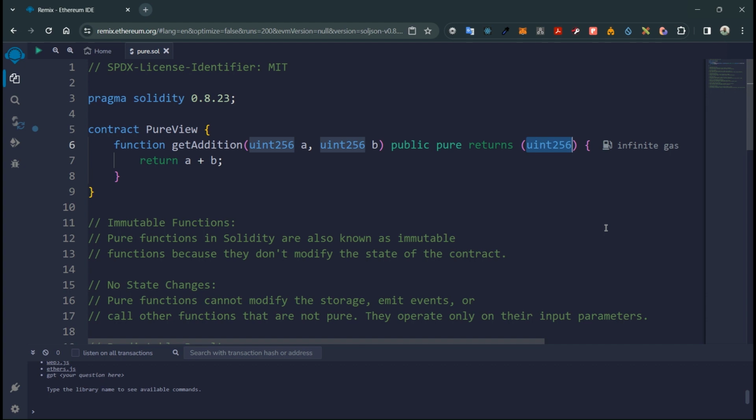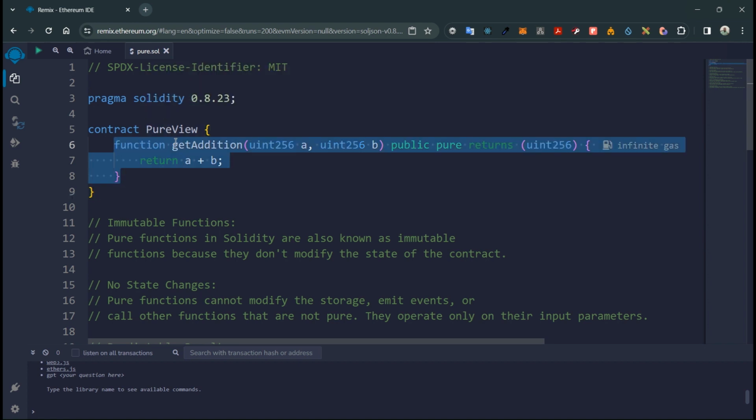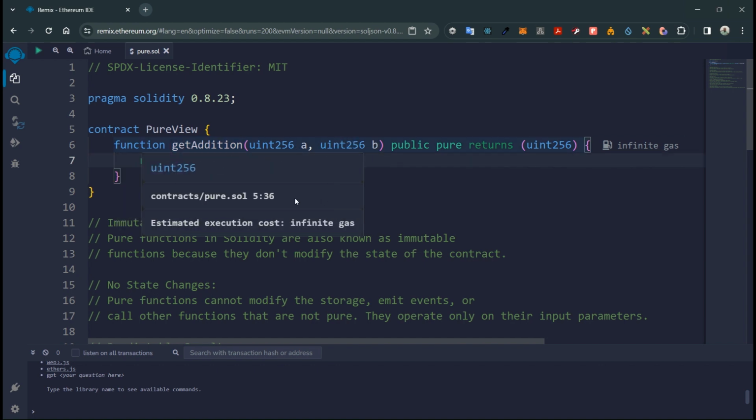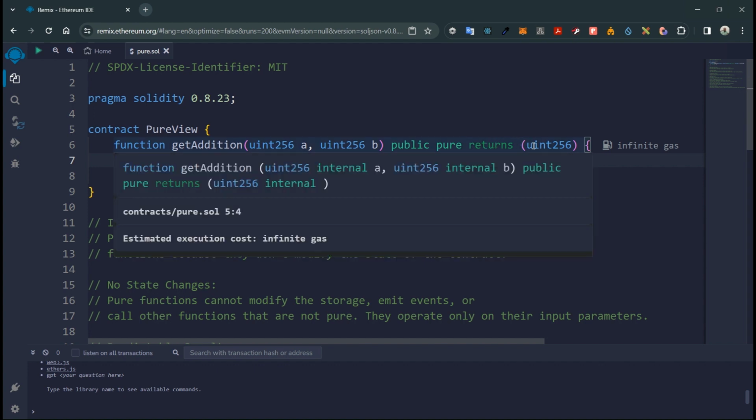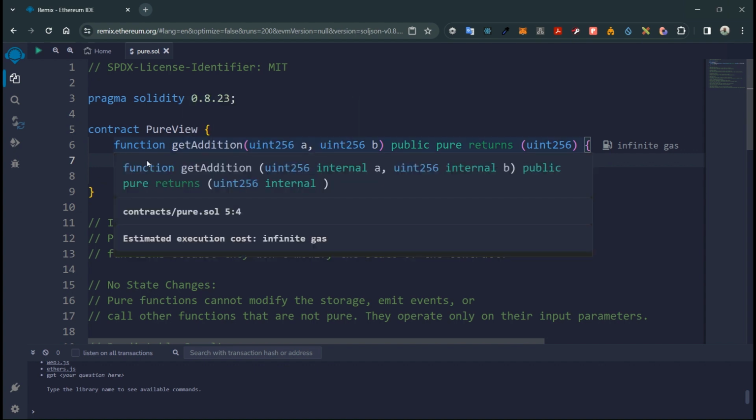All right, so what you're seeing on the screen, it's a tiny smart contract called pure view, and it has one function called get addition. So in this function, we're taking in two arguments, a and b, of uint256, and we're returning the data type uint256. So in the body of the function, you see that it's just doing one operation, a plus b, and then returning the answer.